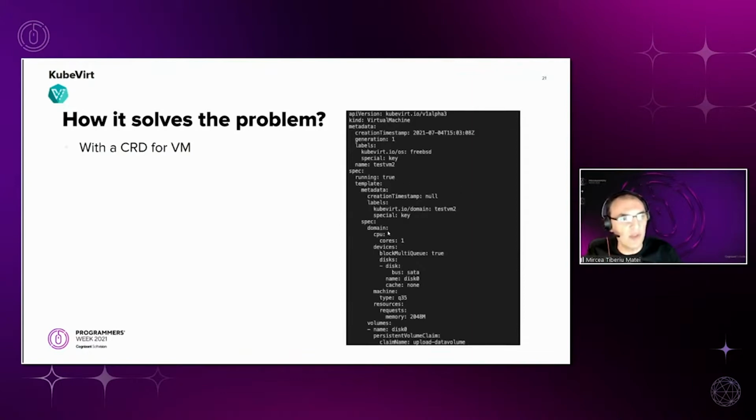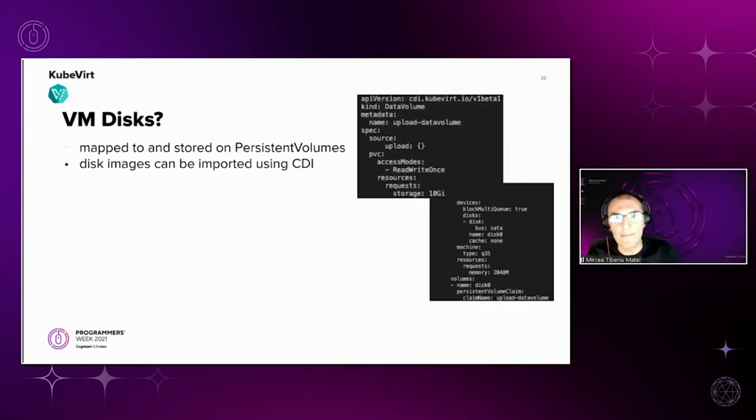We have a template. We have other specs of CPU, devices, disks, the type of the machine, and the resources that we are requesting, as well as the volumes that will be attached. VM disks are mapped to and stored on persistent volumes. Disk images can be imported using a CDI.